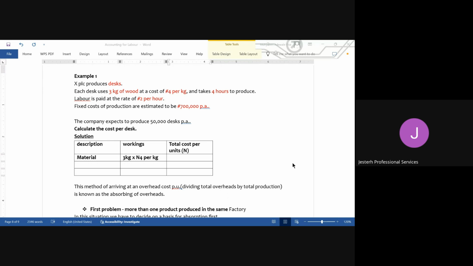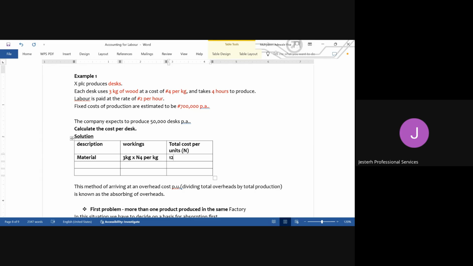Okay. So 12 naira to produce each desk. So it means we are going to multiply that 3 kg of wood that we need by the price per kg, right? Yes, sir. Okay, that is very fine.